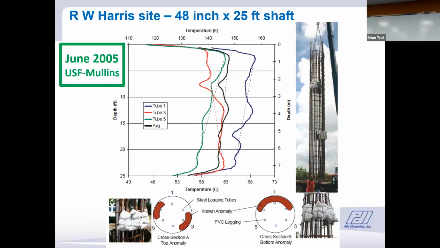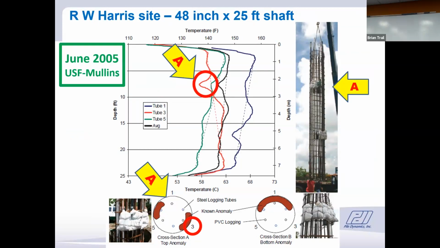And here you can see some of the defects. So let's take a look at the one near the top. If you take a look at this, there are 3 tubes here, and tube number 3 is closest to a defect. Tube number 3 is the red line, and we can see the reduction in temperature at that location. So yes, we can spot the defect.